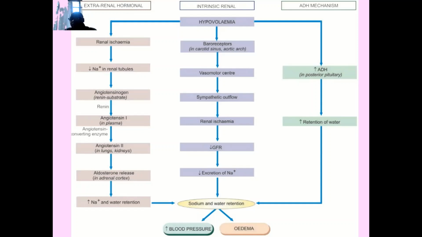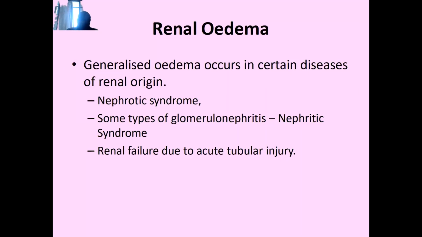So in the antidiuretic hormone mechanism, there is increased antidiuretic hormone production in the posterior pituitary gland, resulting in increased retention of water, which can later result in sodium and water retention, resulting in edema and increased blood pressure. So that is how sodium and water retention in the body is regulated.